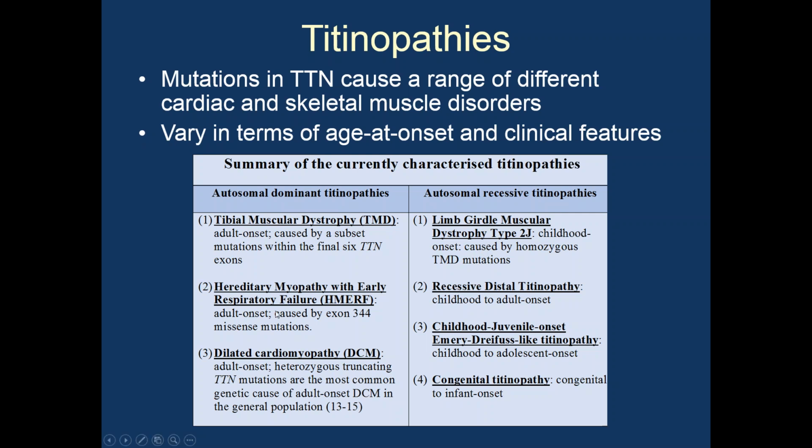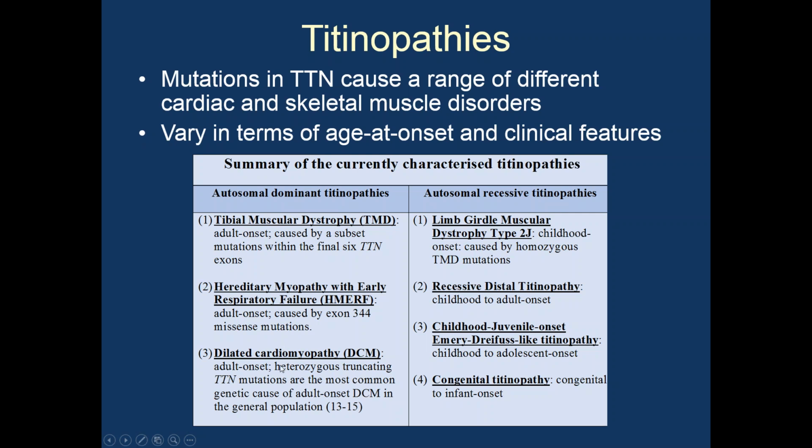The next form of dominant titinopathy is hereditary myopathy with early respiratory failure, and because it's such a mouthful, people generally refer to that as HMERF. And this is also an adult onset disorder, and it's caused exclusively by mutations in one particular exon, so one particular part of the recipe, exon 344, and they're generally missense mutations, so things that change the amino acid content of that protein, just one amino acid. And the reason why that's the case, we don't really know.